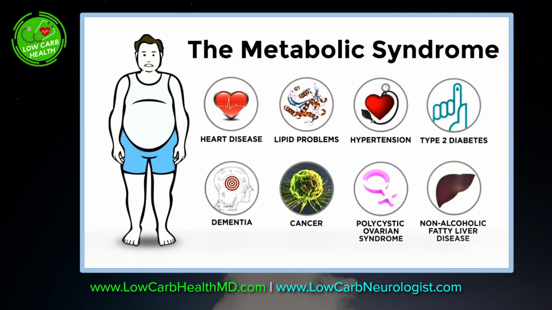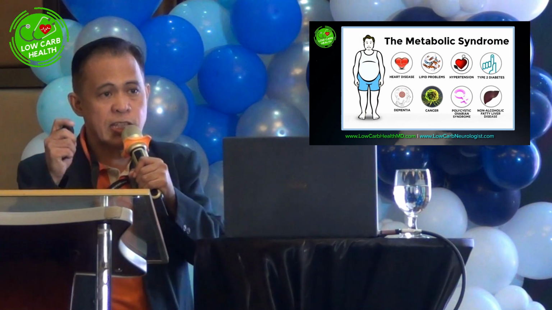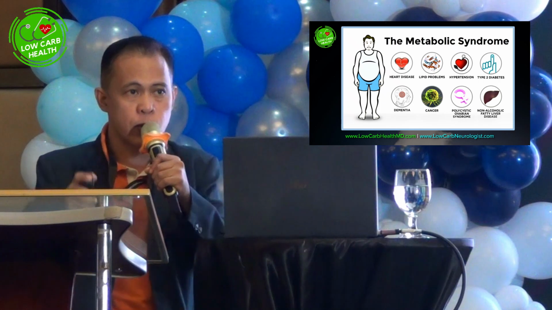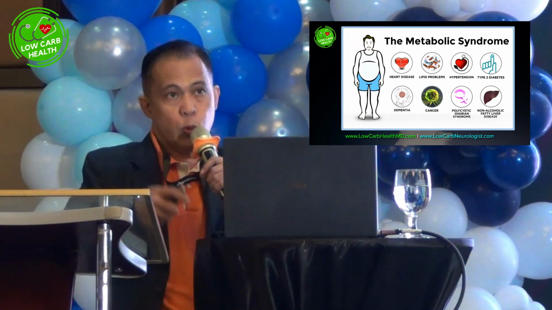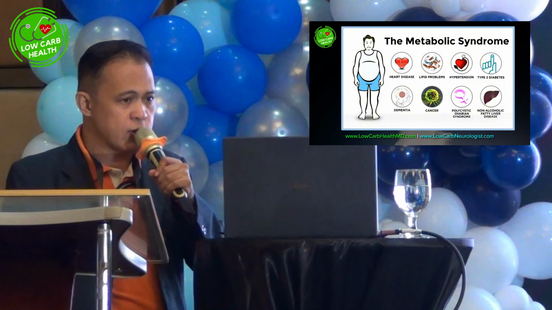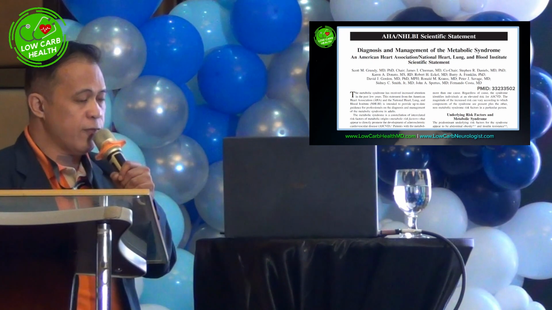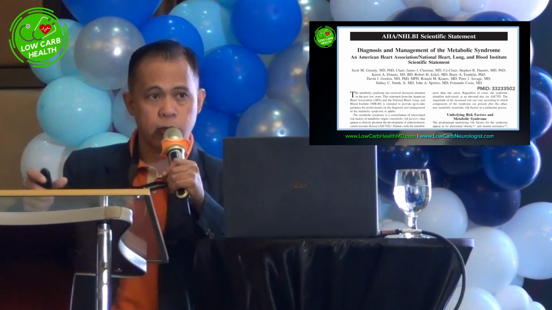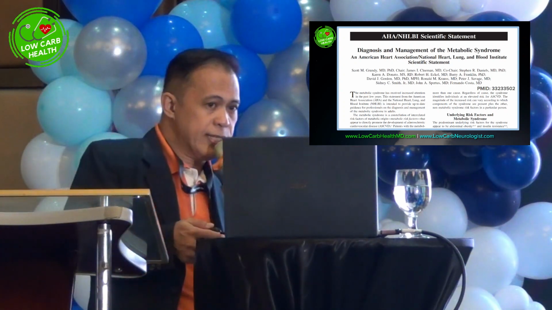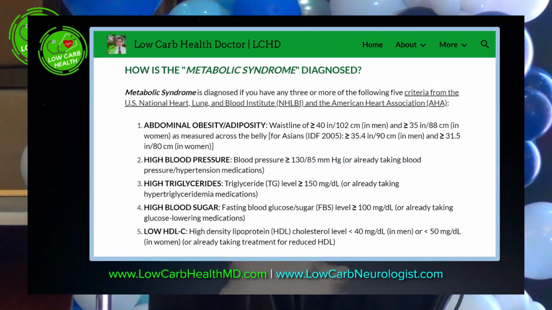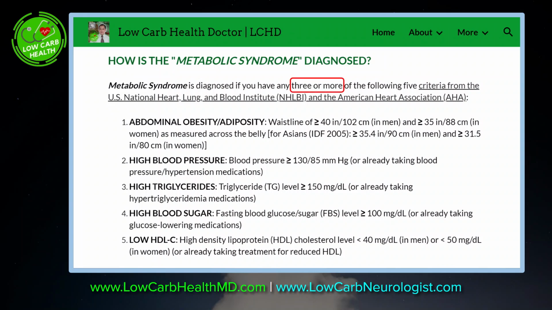Metabolic syndrome is a constellation of non-communicable disease entities that, when lumped together, significantly increases one's likelihood of having stroke, heart attack, and worsening diabetes and its complications. So in 2005, the American Heart Association and the NHLBI issued a scientific statement defining the criteria for metabolic syndrome. And this one, you can find in my website. It is any 3 or more of the following criteria.